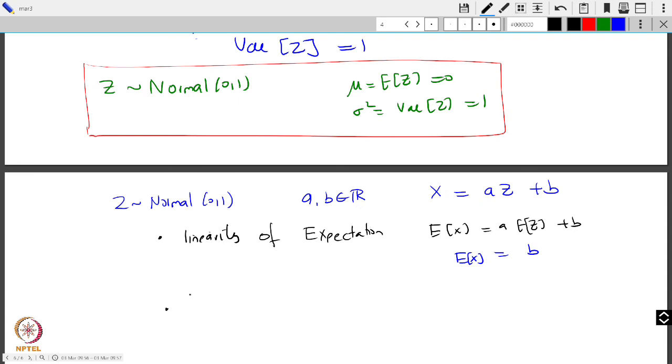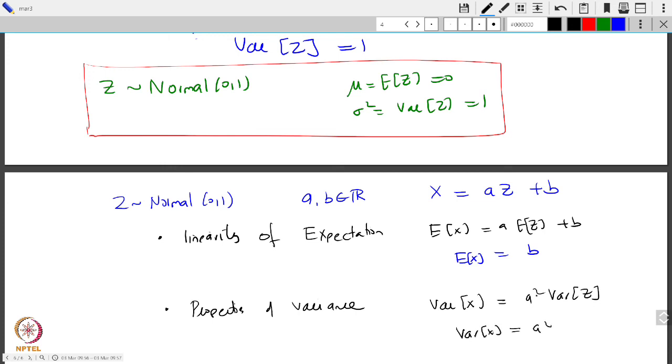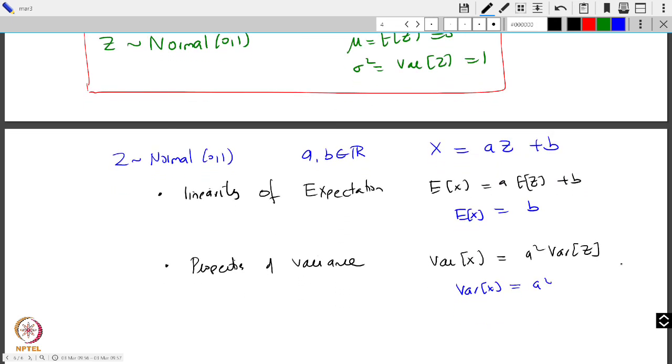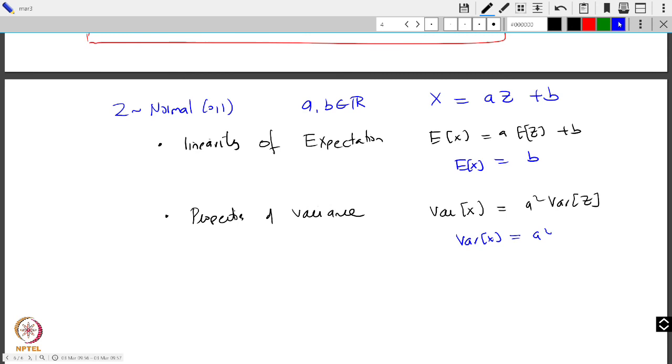The next thing you observe is by the property of variance, which we have done before, we know that the variance of X is just A squared times the variance of Z, because the B doesn't really matter. So the variance of X is just A squared, because the variance of Z is just 1. So now, if X is AZ plus B, then the mean is B and the variance is A squared. Now let's check what is the distribution of X.